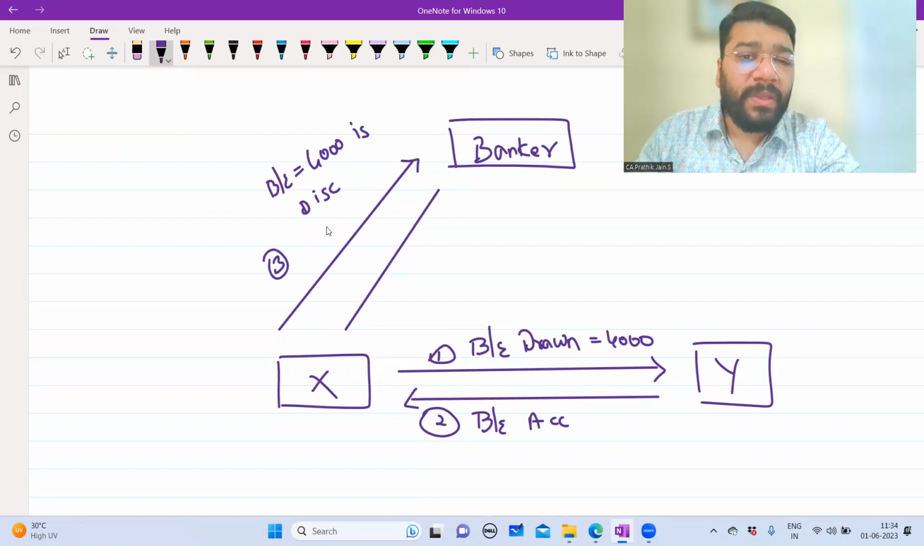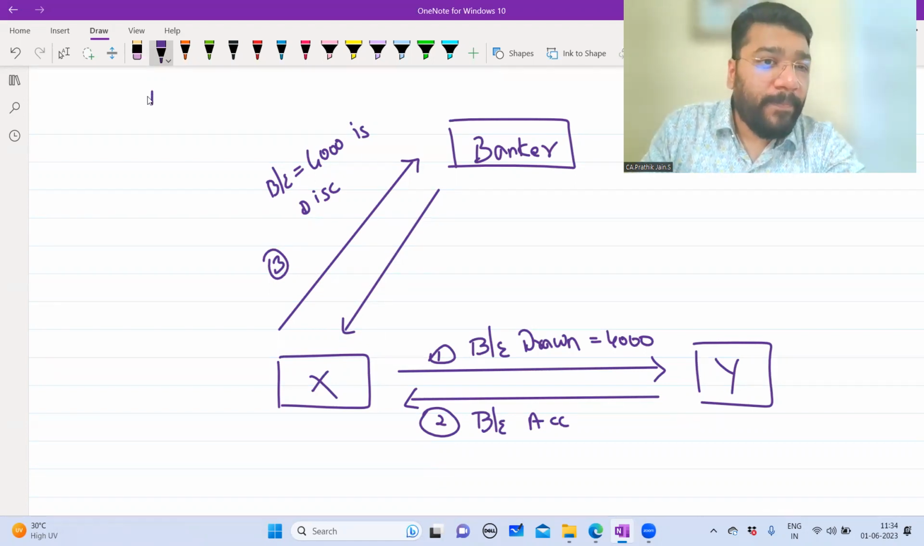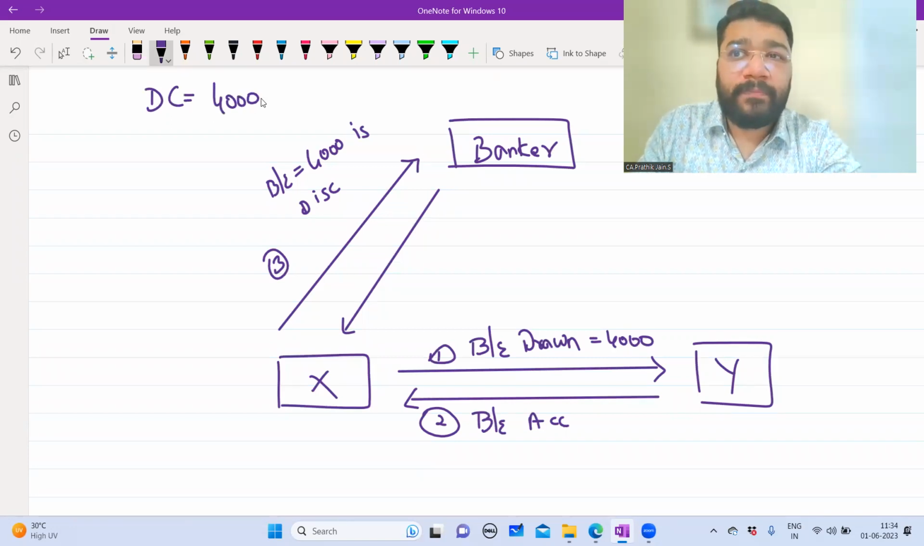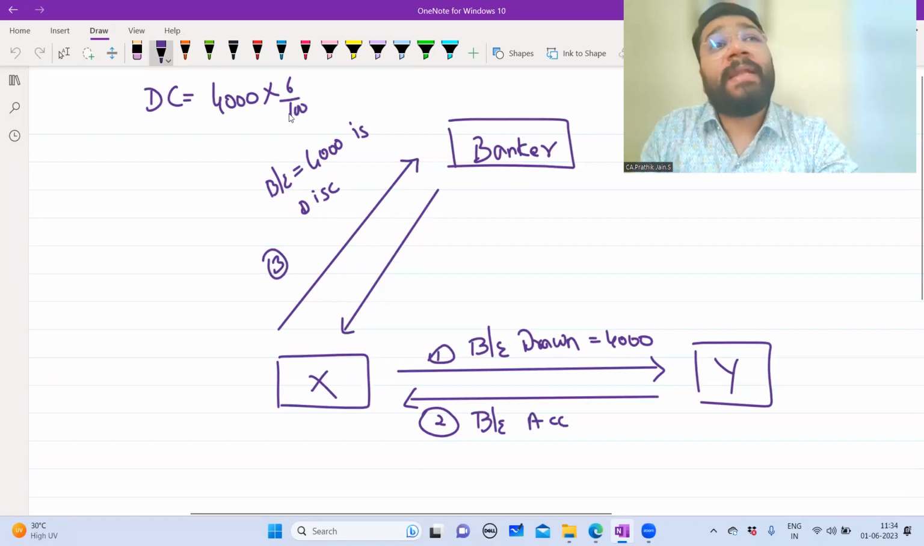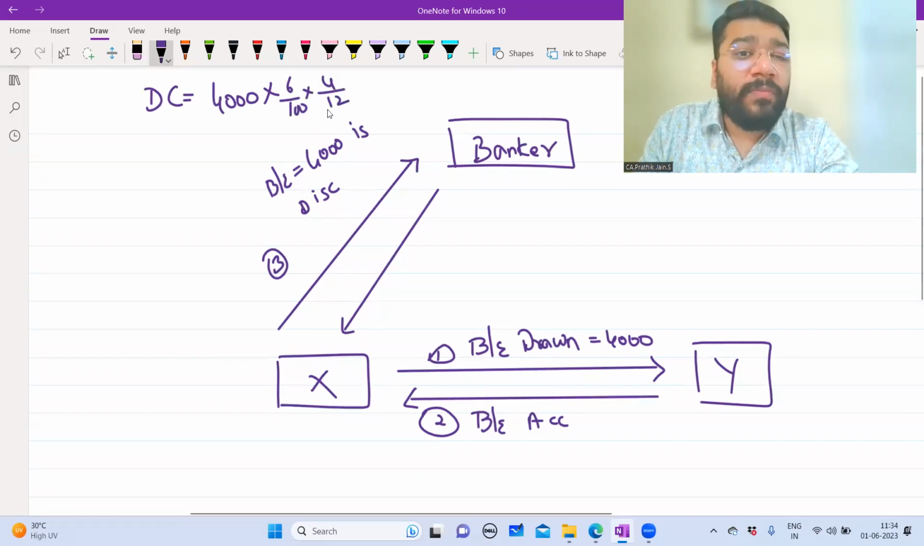Tell me one thing, guys. 6% per annum is the interest rate. So what will be the proportionate discounting charges for this 4,000 rupees? Sir, 4,000 into 6 by 100. So this will give me the discounting charges for the entire year, which means had I used this money for the entire year, then the full 6% is fine. But did we use this money from the banker for the entire year? No, we used it only for 4 months.